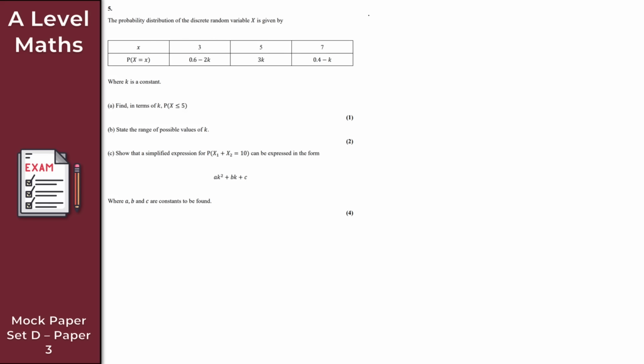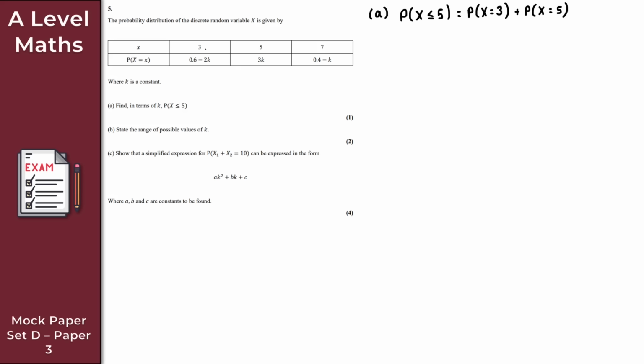For the first part, question 5 part A, what we want to do is find, in terms of k, the probability that x is not strictly less than 5, but less than or equal to 5. For the probability that x is less than or equal to 5, what would that be? That is going to be the probability that x is equal to 3, plus the probability that x is equal to 5.